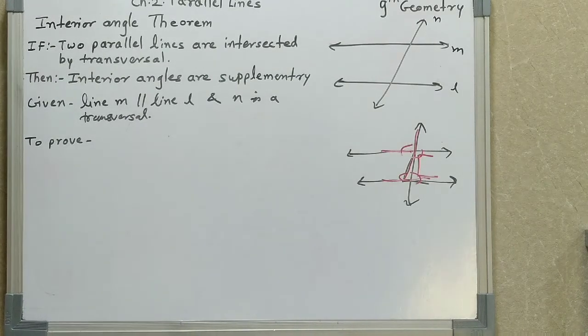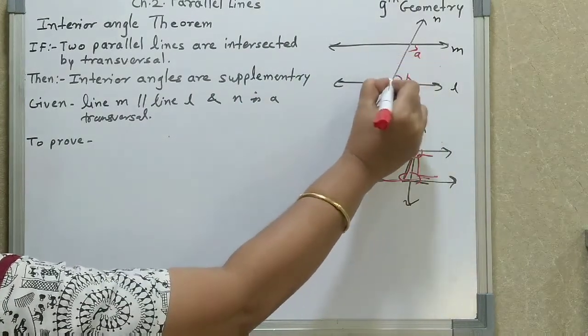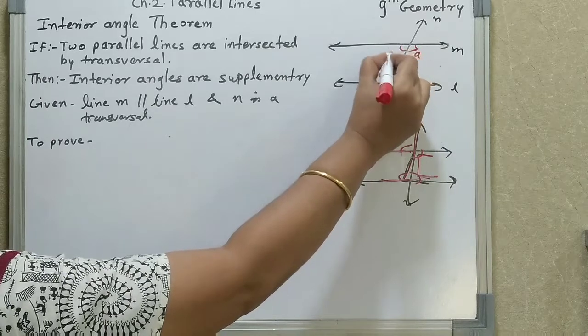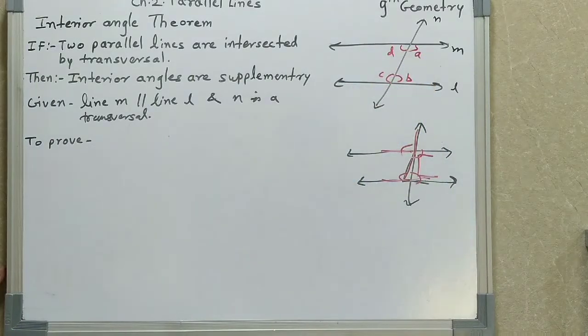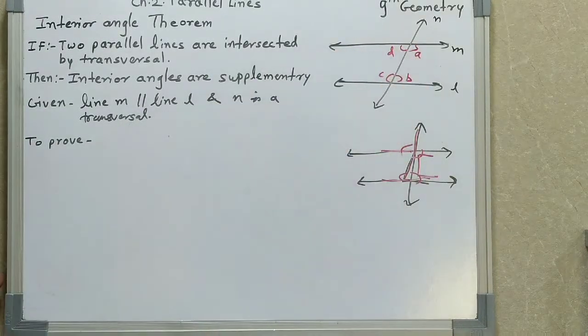Now, what is the importance of this theorem? Using this theorem, we have to prove the other two theorems. So first we see this diagram. I write here angle A, angle B, angle C and angle D. So these are the four angles. Now what is the interior angle? That is the C shape, meaning A and B.